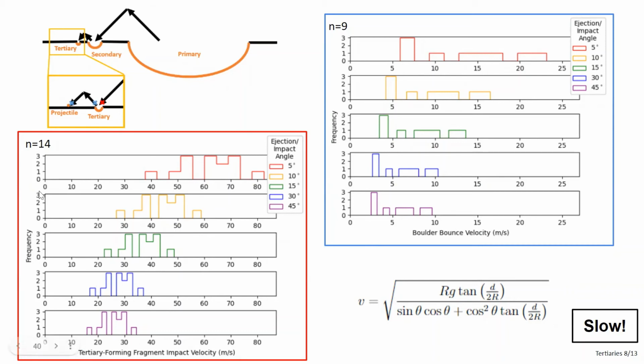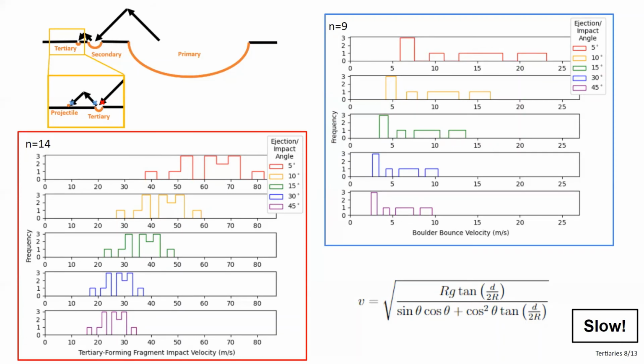And on the y-axis, these are just a bunch of histograms. The one difference between them is the angle. So red is 5 degrees, 10 degrees, 15, 30, and 45. Note that the 5 degrees is faster, because think about launching from 5 degrees. You have to go faster to make the same distance that a 45-degree projectile would make.